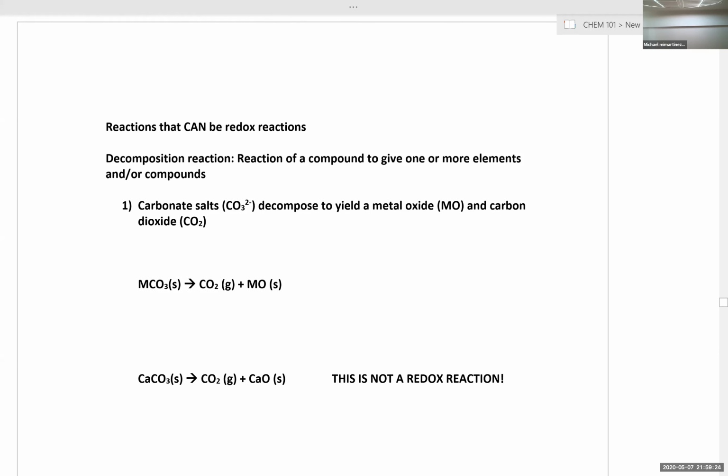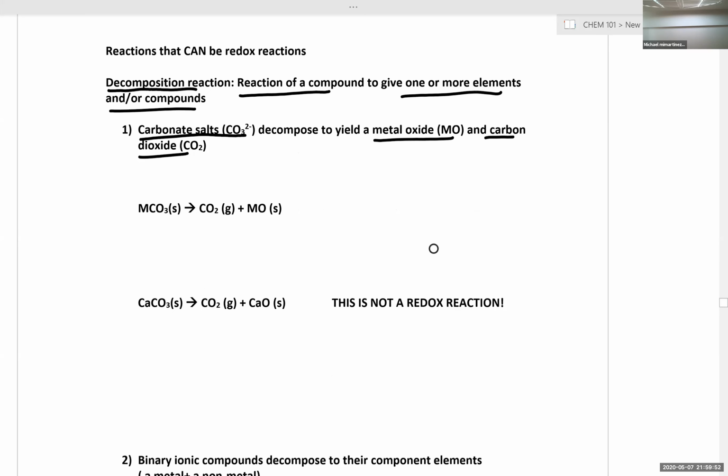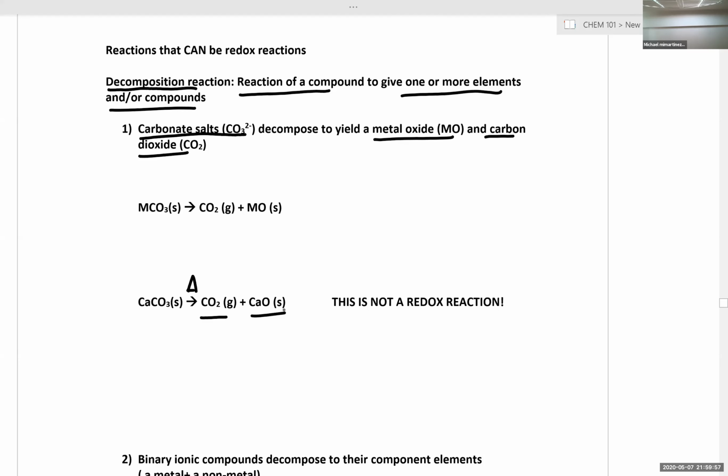Now what we're going to do is look at some reactions that can be redox reactions, and we're going to talk next about different classes of reactions. A decomposition reaction is the reaction of a compound to give one or more elements or compounds. For example, carbonate salts commonly decompose to yield a metal oxide and carbon dioxide. In this case, calcium carbonate, when heated, decomposes to yield carbon dioxide and calcium oxide.